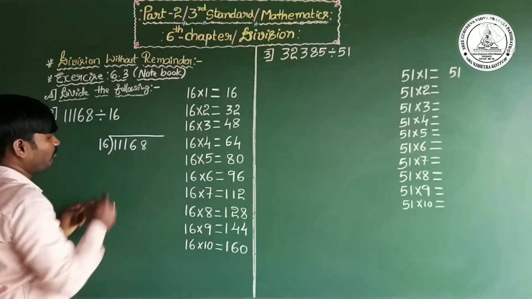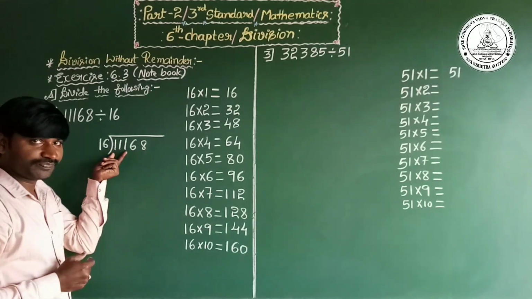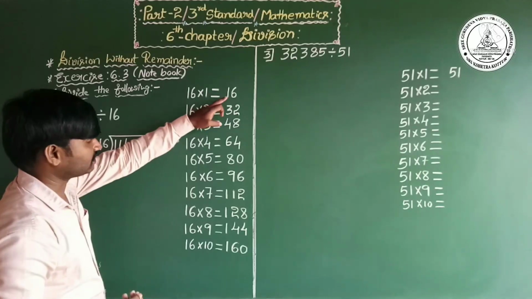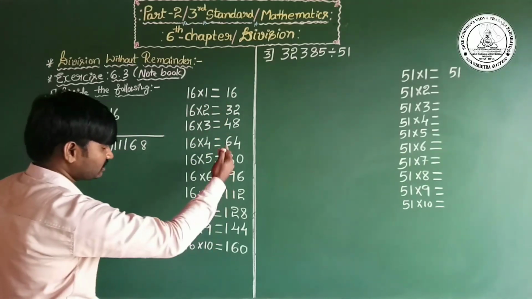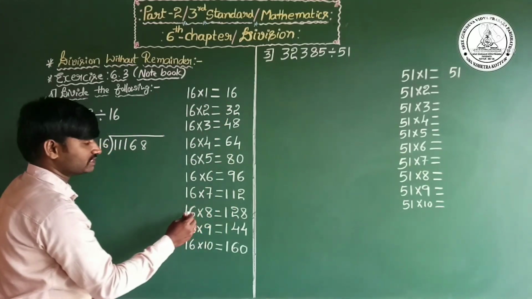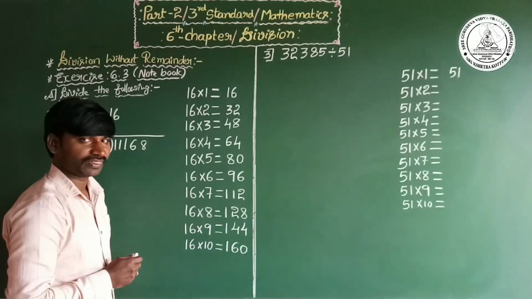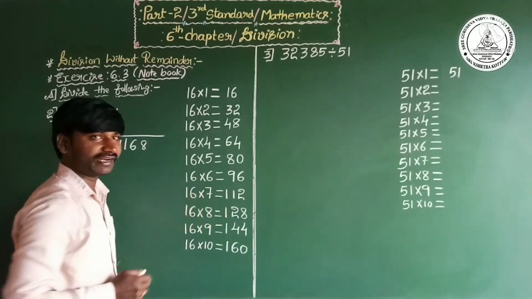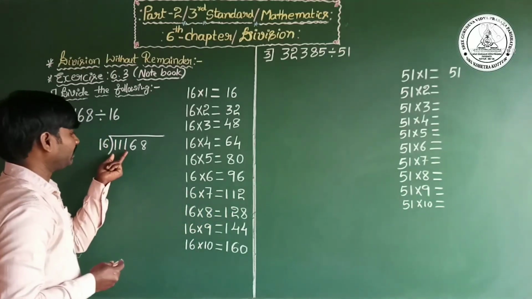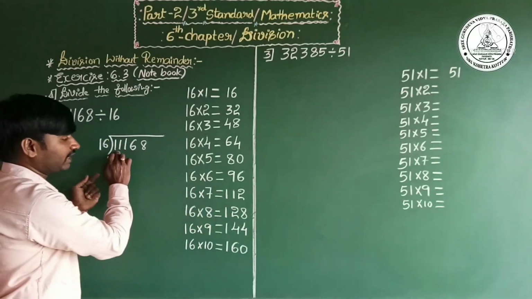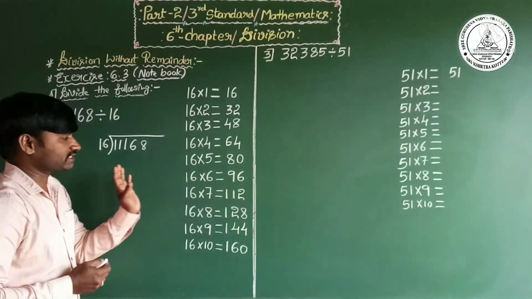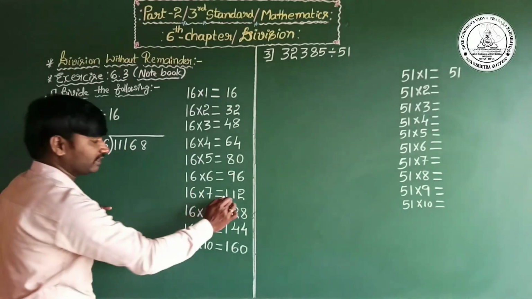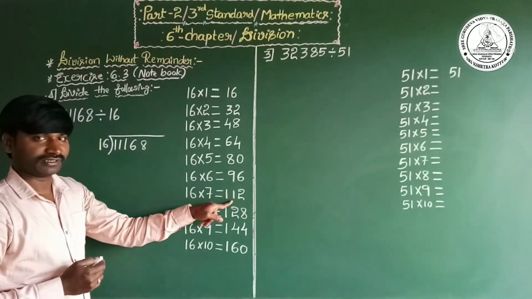So 16 how many times in 111? Dear student, observe the table here. 16 ones are 16. Next, 16 sevens are 112. Here we compare 111 and 112: 112 is more than 111, so you don't take it.